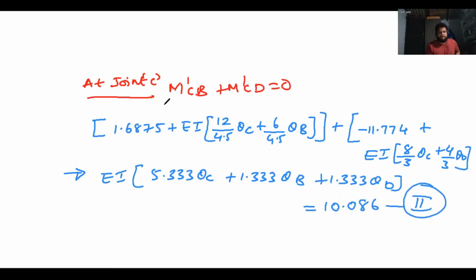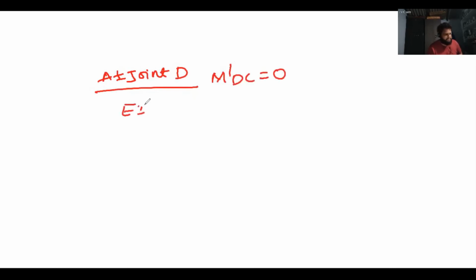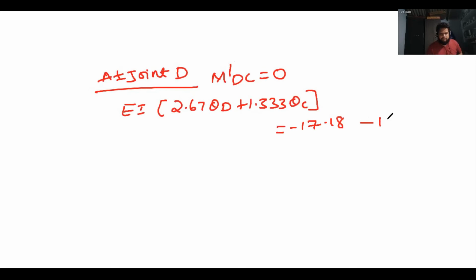Now at joint D. At joint D, the equilibrium equation is only M dash DC equal to 0. What is M dash DC? EI times 2.67 theta D plus 1.333 theta C, that is equal to minus 17.18. So this is equation number 3.